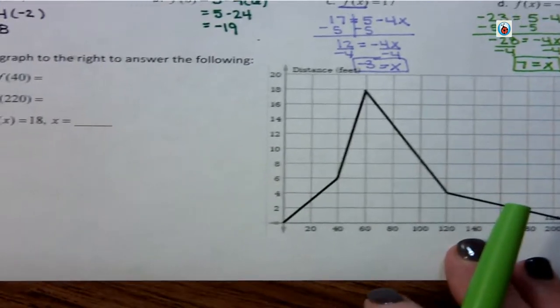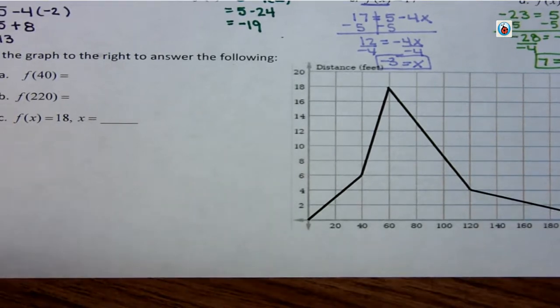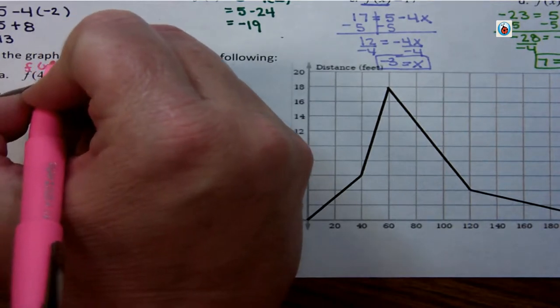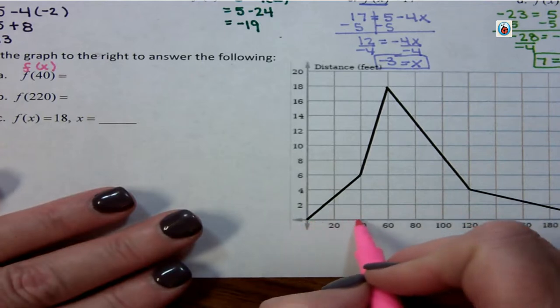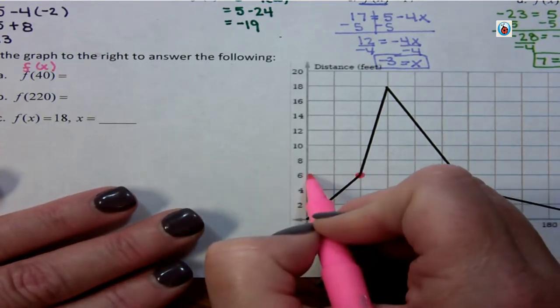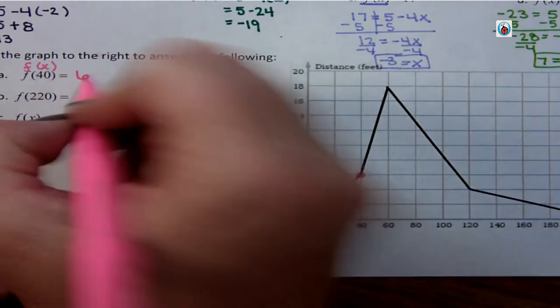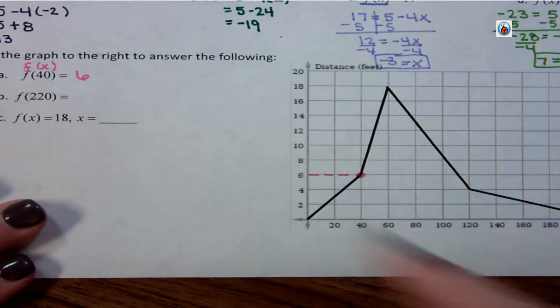Okay, now we're going to evaluate, but we're going to evaluate from a graph. So this says find f of 40. It's inside the parentheses, so it's giving you the x. So you want to go to your x-axis and find 40, and then you're going to find that point, and you want to find the y value. So f of 40 equals 6, because the input's 40, the output is 6.